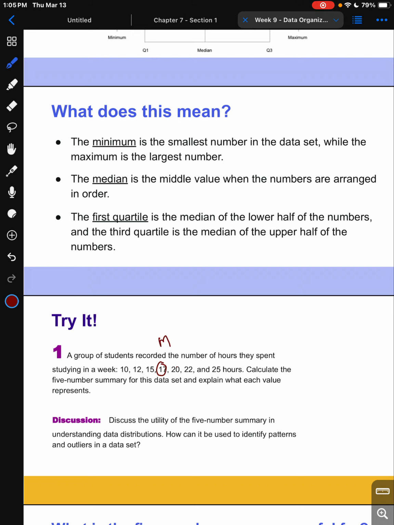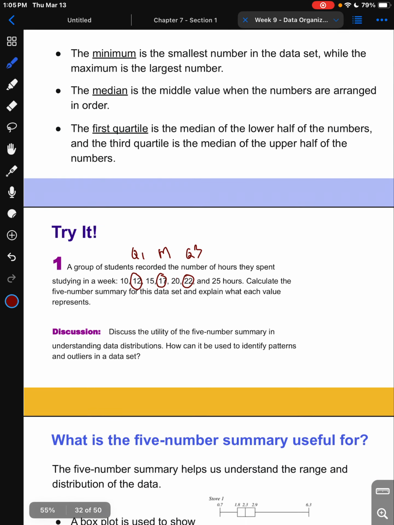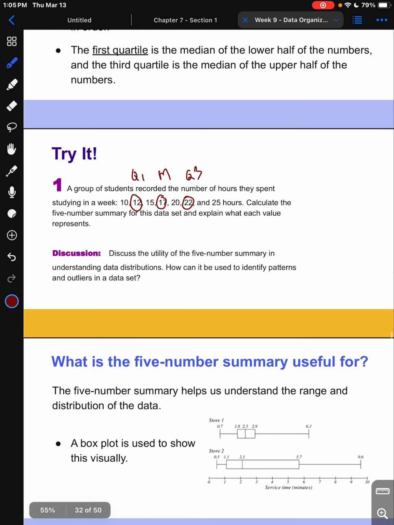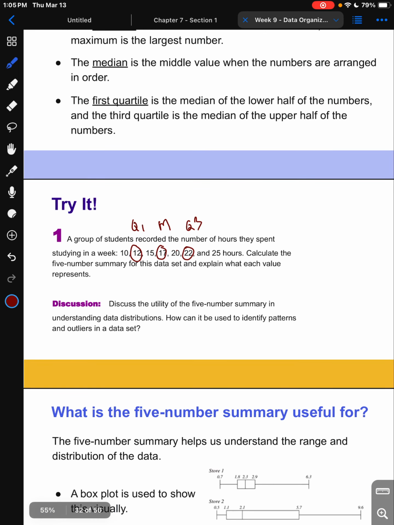Now, the first quartile would be the median of the bottom half. That'd be 12. And the upper quartile would be the median of the upper half. That'd be 22. So your 5-number summary would be your 2 low values, so this would be your low, this would be your high, and that would be your median, your 5-number summary.